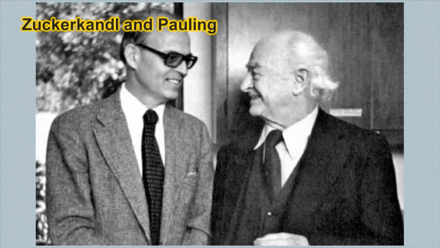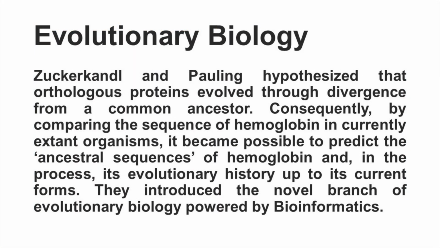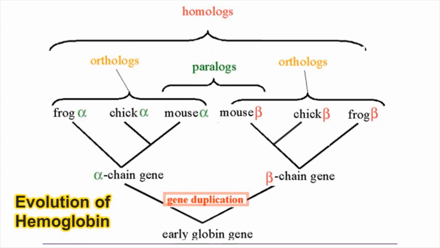Zuckerkandl and Pauling showed us how to use information technology or computers to understand the ancestry of proteins, ancestral sequences, everything, and it led to the formation of a new branch called evolutionary biology powered by bioinformatics. They studied the evolution of hemoglobin by using information technology and bioinformatics.